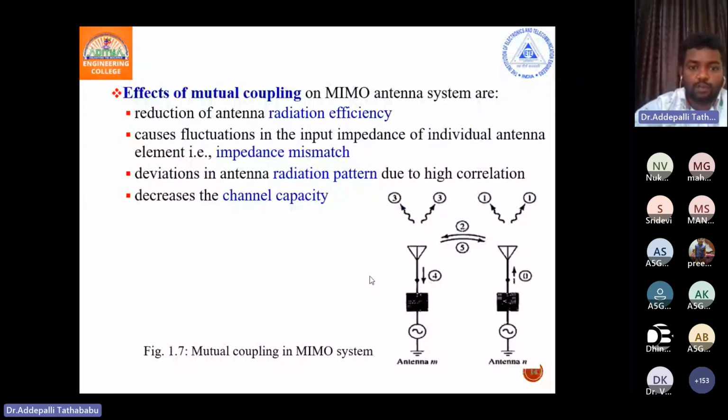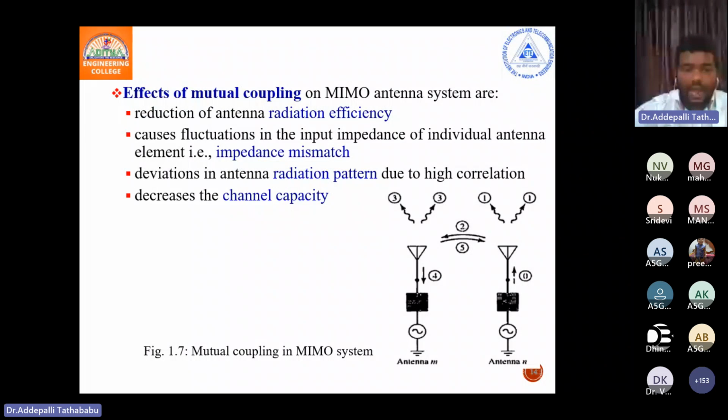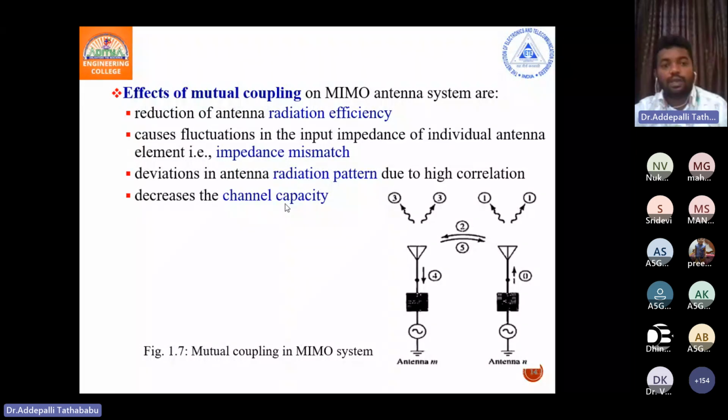So, effects of mutual coupling. If there is more mutual coupling between the antenna elements in the MIMO system, it reduces the radiation efficiency. Already we discussed radiation efficiency due to impedance mismatching and deviations in the antenna radiation, which decrease the channel capacity. How will it affect?